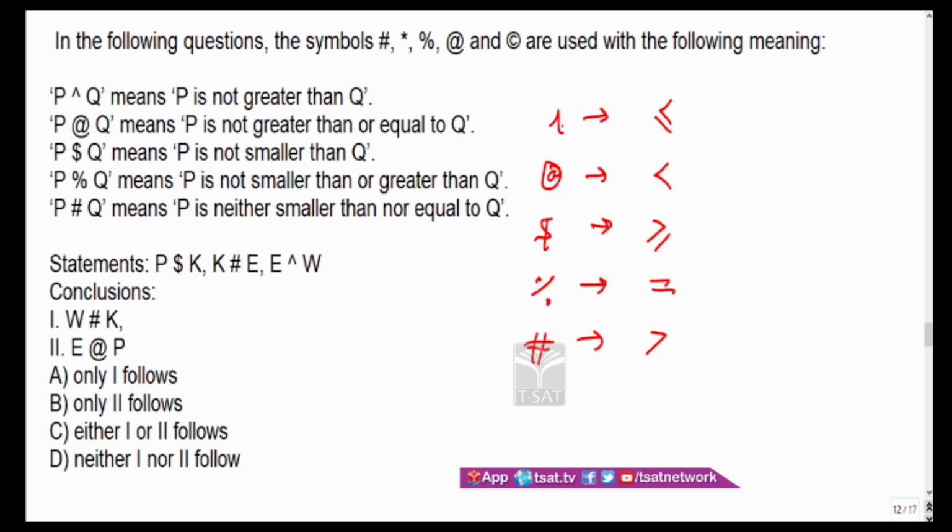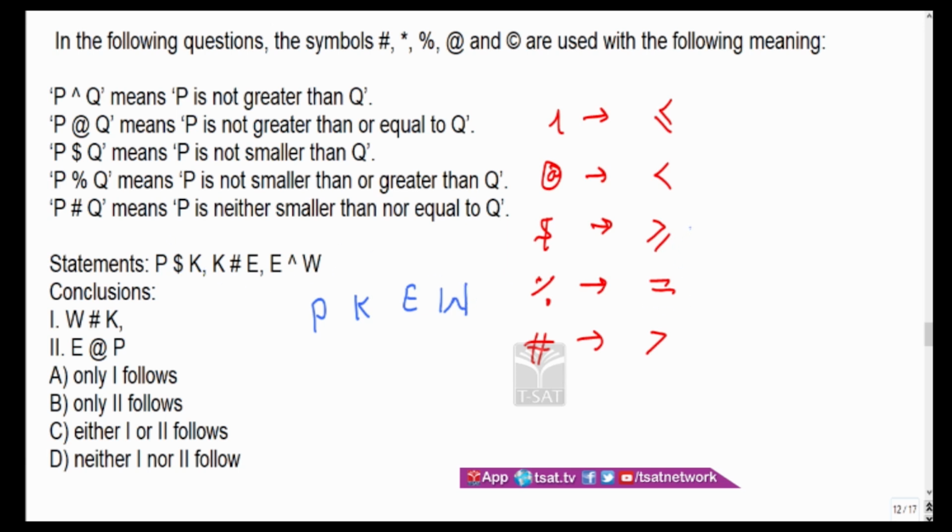See, now after we find out the symbols into greater than and less than forms, now you convert these statements, because the statements are also given in the symbols. Now it is P $ K, K # E, E % W. So the symbol is between P, K, E and W, right.